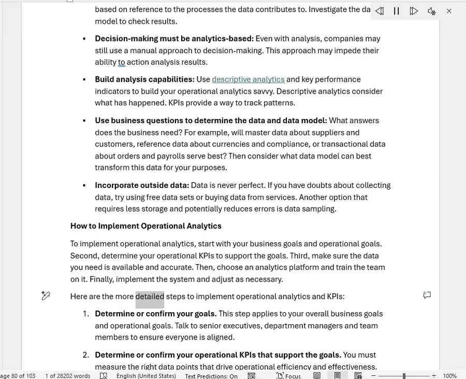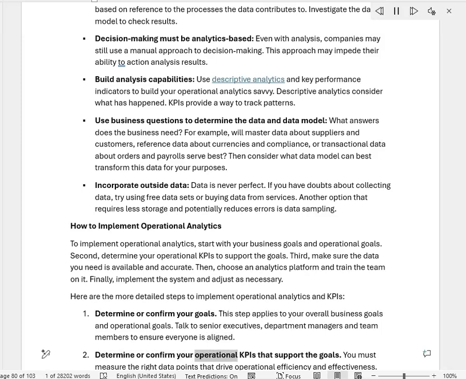Here are the more detailed steps to implement operational analytics and KPIs. Determine or confirm your goals. This step applies to your overall business goals and operational goals. Talk to senior executives, department managers, and team members to ensure everyone is aligned.